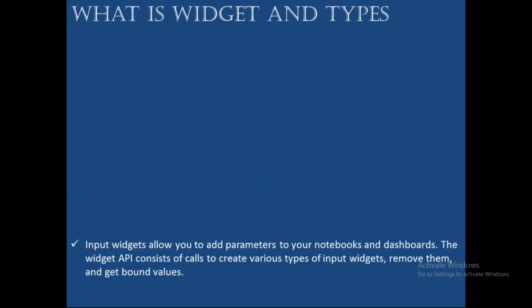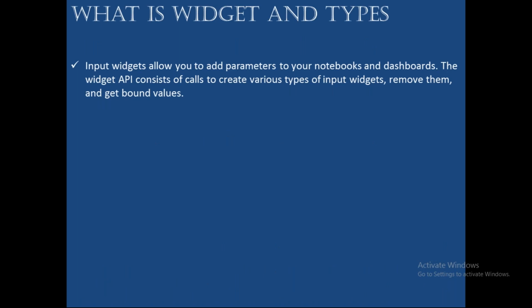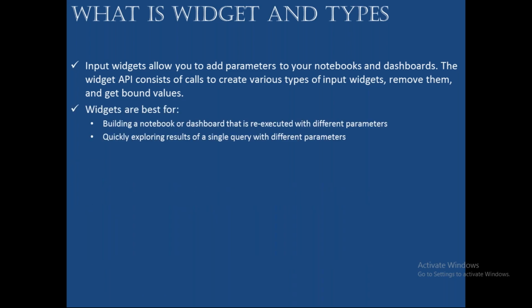Now we'll see what a widget is and its types. Input widgets allow you to add parameters to your notebooks and dashboards. The widget API consists of calls to create various types of input widgets. You are able to remove them and you can get the bound values. So you can get the values, remove these widgets, and create these widgets. And widgets are best for two cases. First, building a notebook or dashboard that is re-executed with different parameters. Let's say you are just analyzing some data, maybe you will pass different parameters and check.